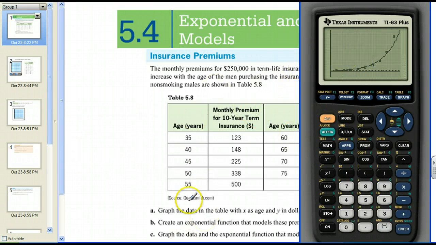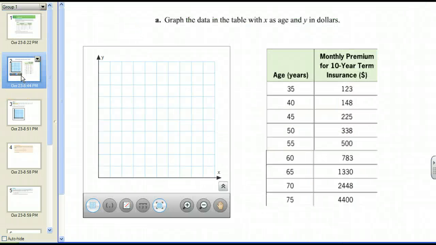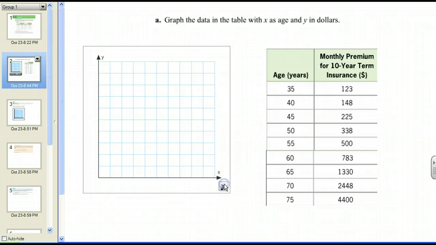This is basically what we're going to do for all three of these, but let me go in here and plot this. So this is age, this is the monthly premium. Notice I got 10 of these, 10 units down here. This goes from 35 to 75, so I'm just going to go in fives. So this is 35, 40, 45, 50, and so on.